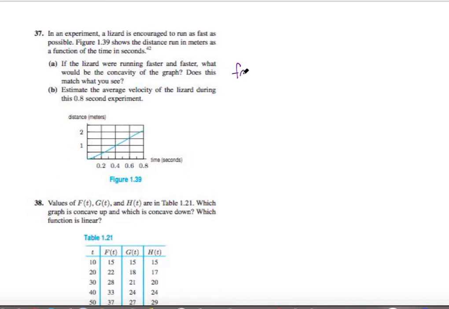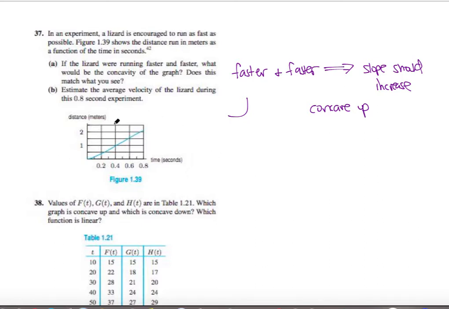So let's jot this down real quick. Faster and faster seems to imply that my slope should be increasing. So what concavity would that be? Well, I would have a higher and higher slope value, so that would be concave up. Right? It would look something like this. Does that match what we see? Not really. I can see that there's a slight curve down here, but it doesn't really match what we see.